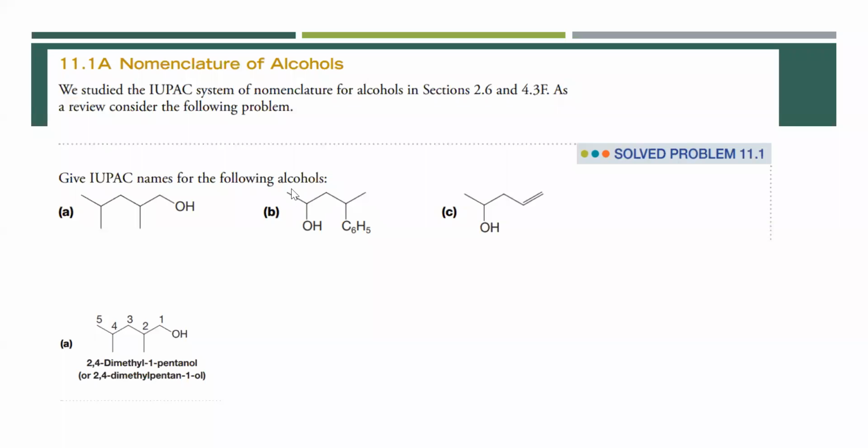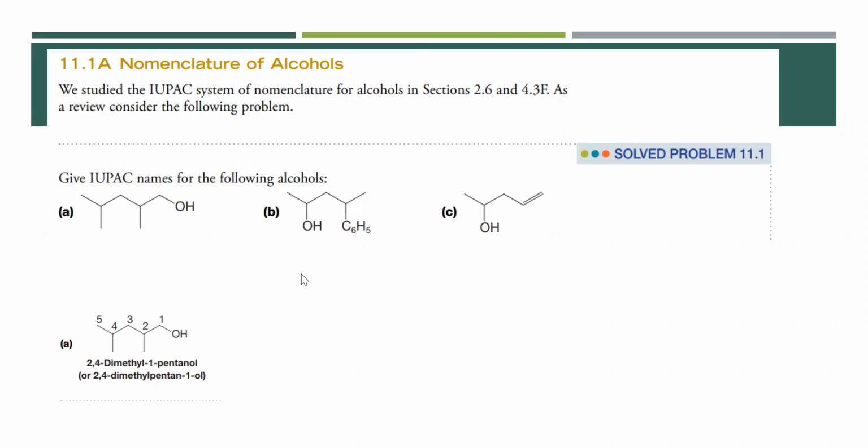1, 2, 3, 4, 5. The longest continuous chain that contains your functional group. So you have your pentane, but you have your OH. So you name this one as pentanol, right? But your OH should be indicated, either on carbon 2 or on carbon 4, so which is the lower locant? So you have 2-pentanol as our parent chain. This becomes our substituent. So what is the name?